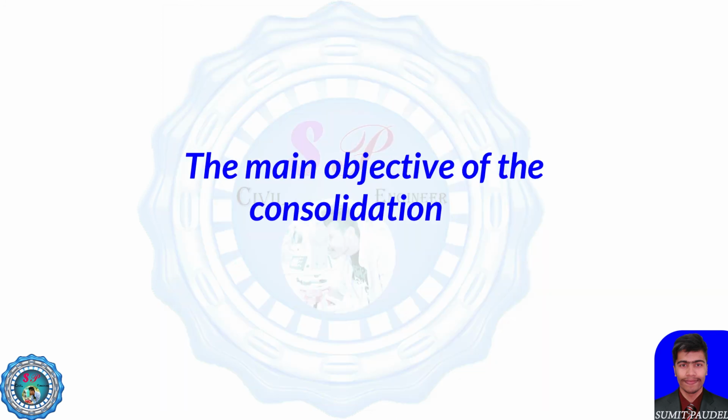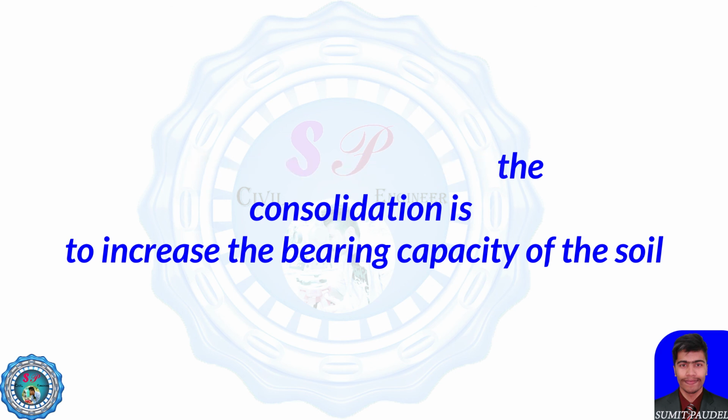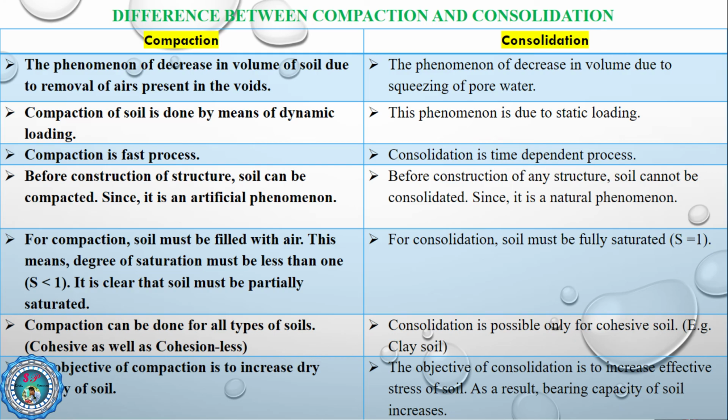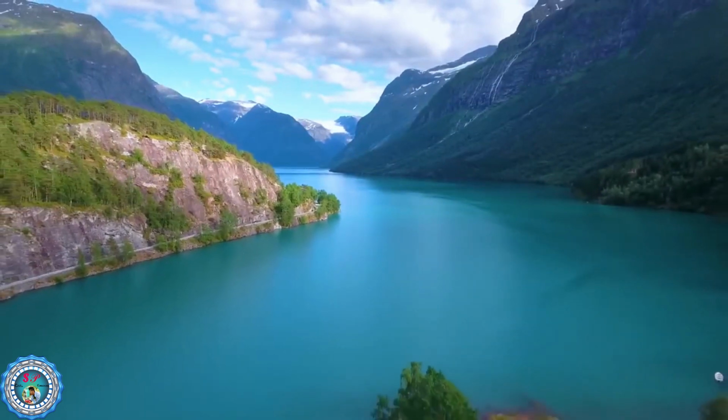Okay, and the main objective of consolidation is to increase the effective stress of the soil. As a result, the bearing capacity of the soil increases. Finally, the main objective is to increase the bearing capacity of the soil. In this video we talked about compaction and consolidation.